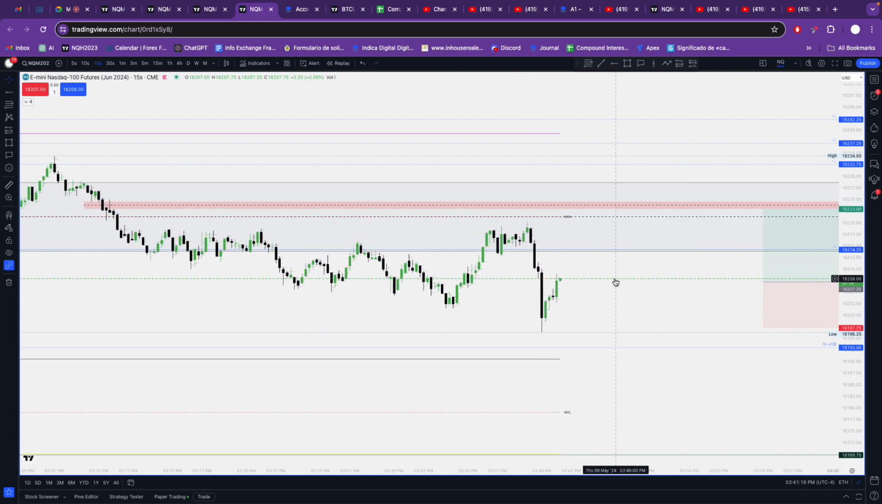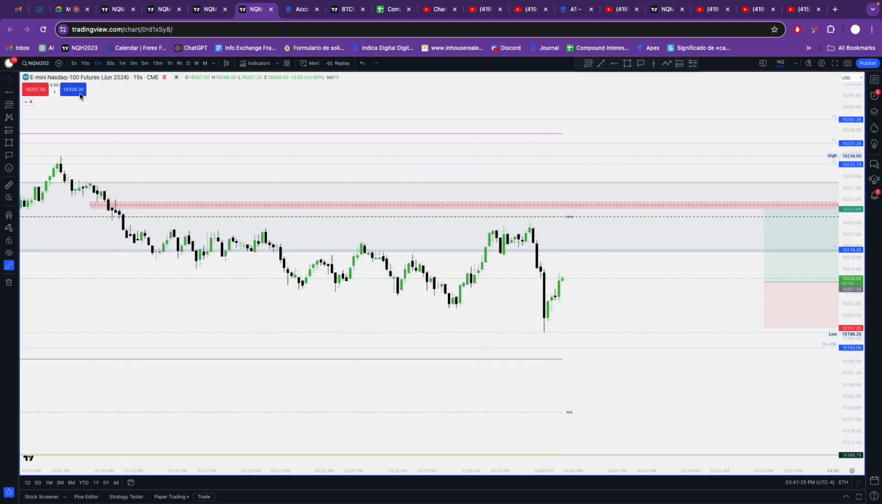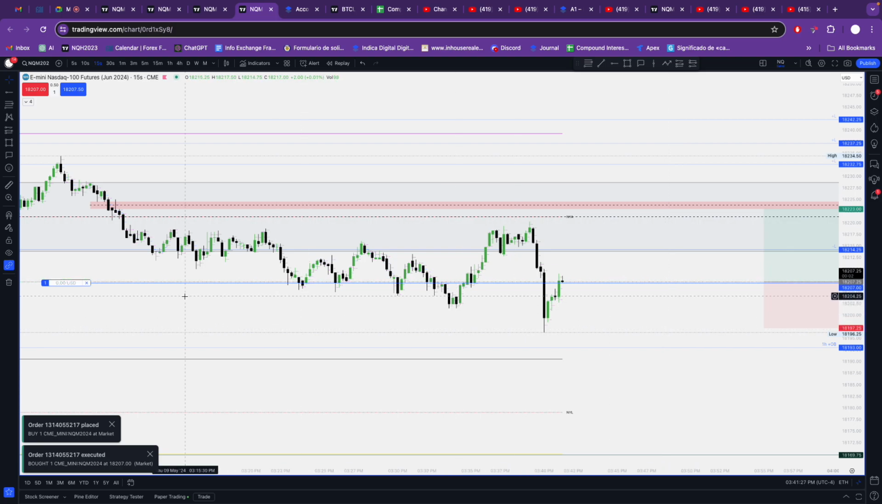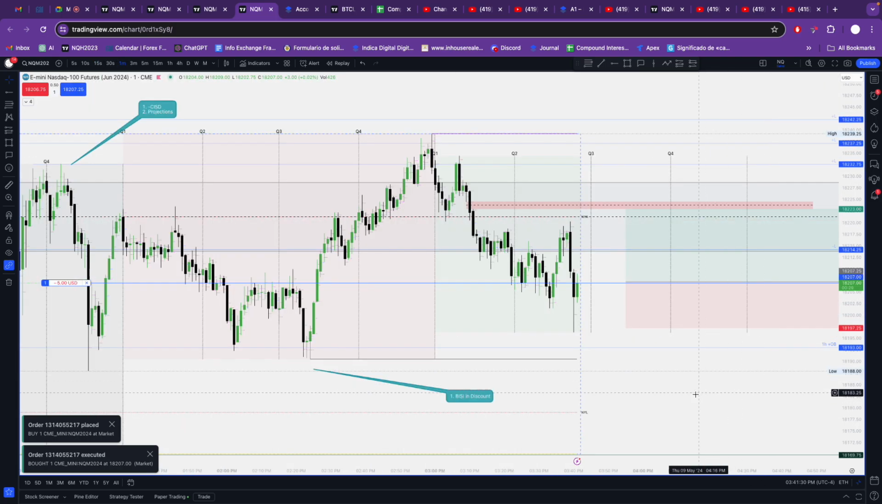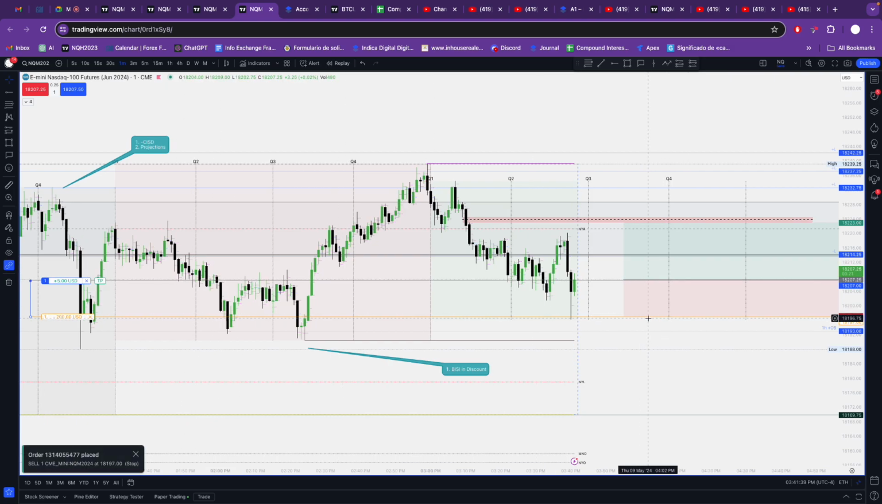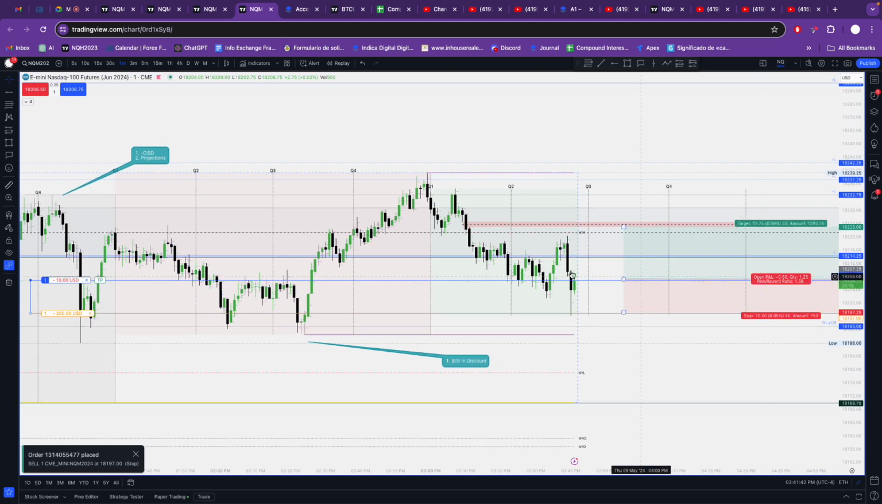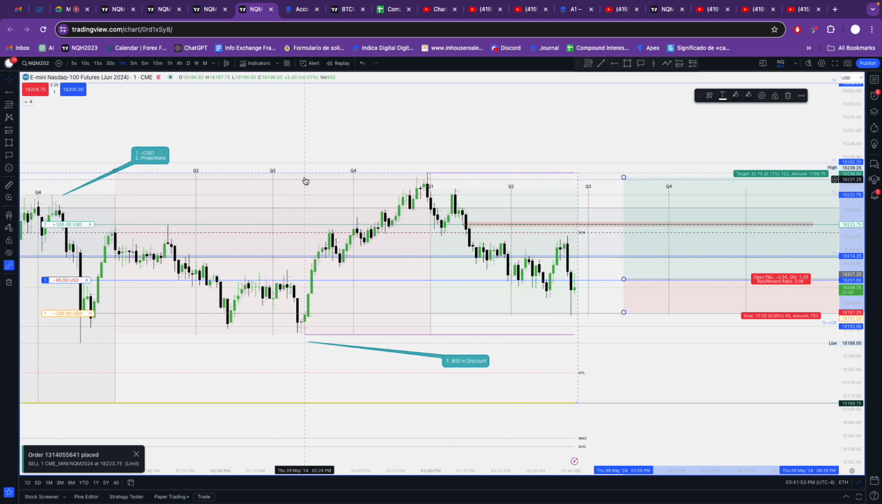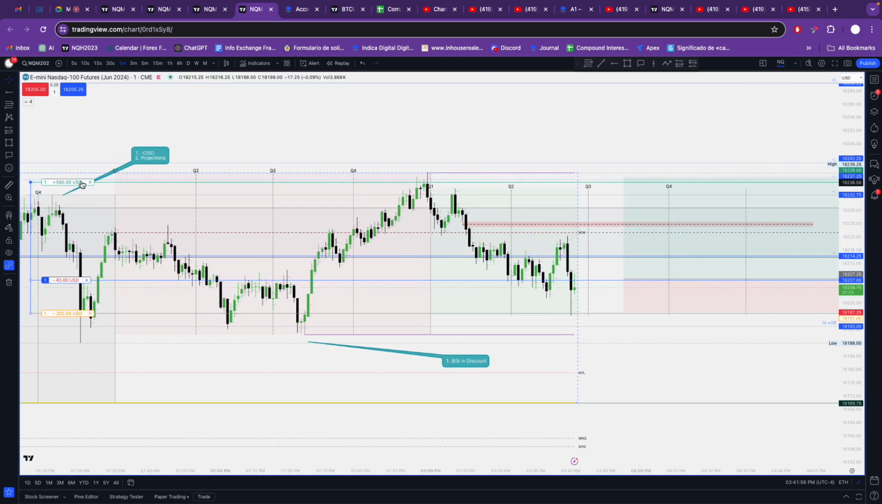But you have to be ready. Well, this counts then. This counts for me. 10 points right there. Stop loss, 10 points. Here's 30. Let's try for 30.